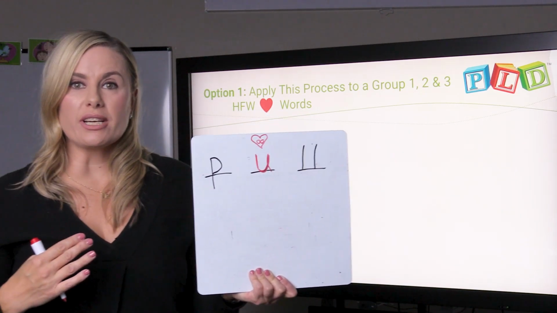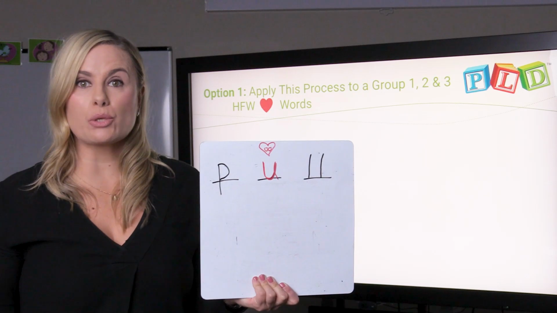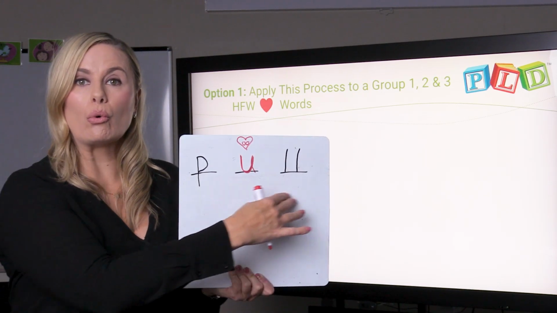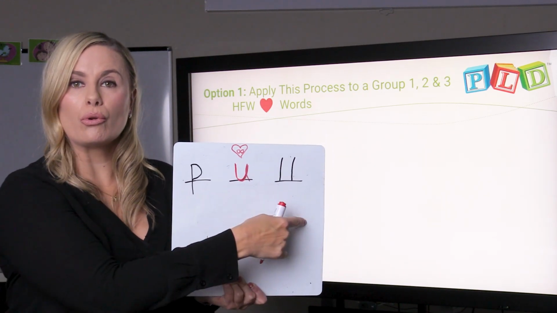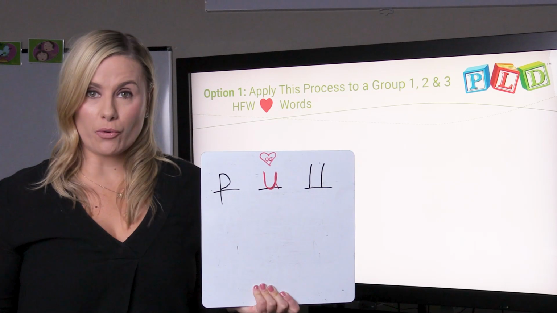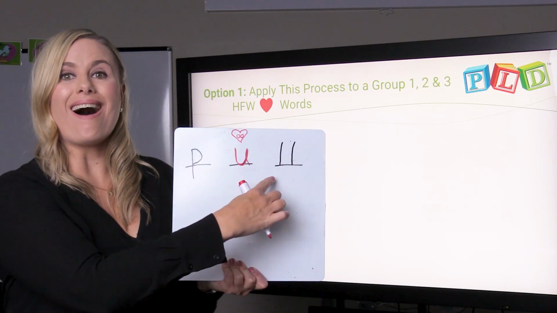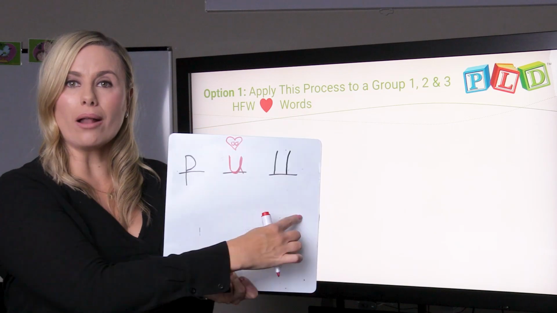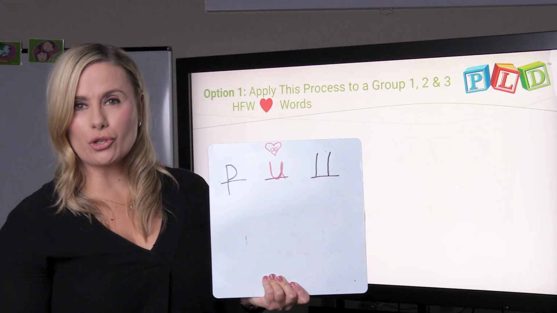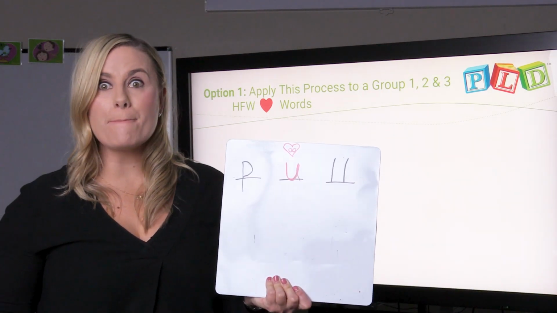Using my reading voice, sound out and read this word. P, ooh, pull. If I were to use my spelling voice, sound out and spell this word. P, pull.